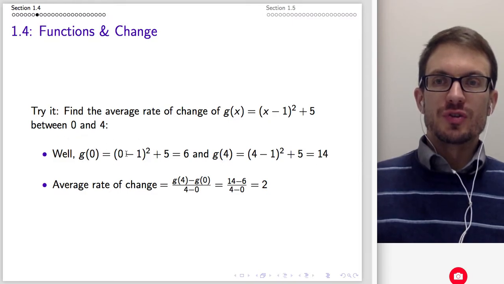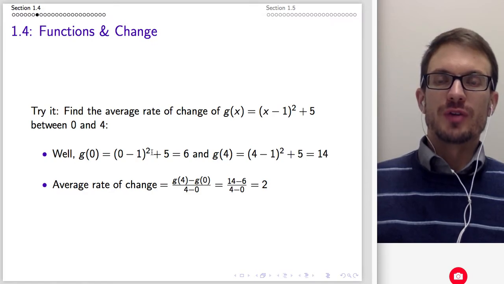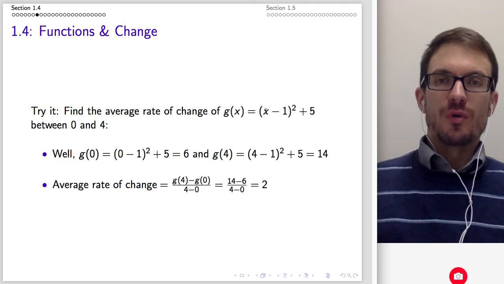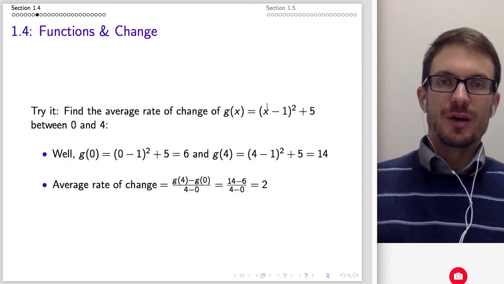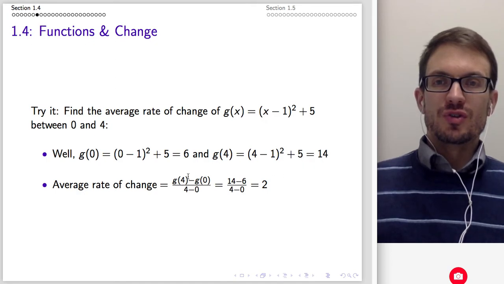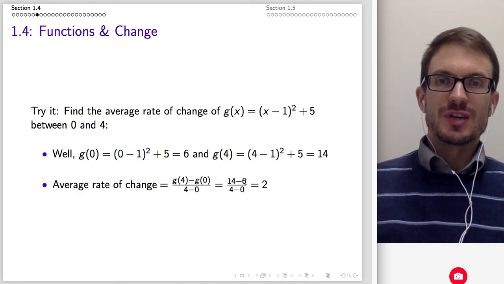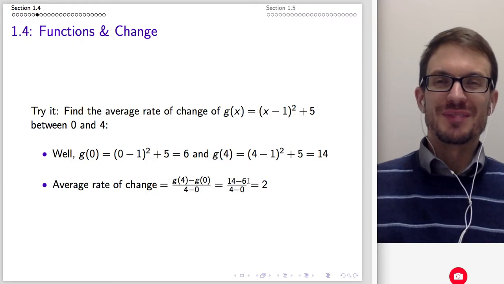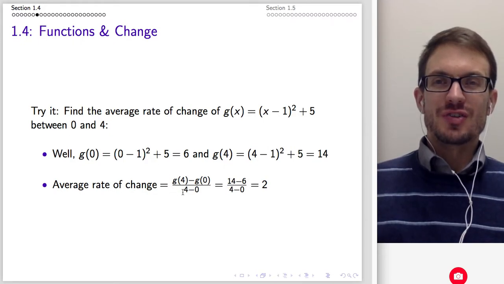g of 0 is just 0 minus 1 squared, so that's minus 1 squared is 1 plus 5 is 6, and g of 4, plug in 4 for x, 4 minus 1 is 3, squared is 9, plus 5 is 14. So g of 4 minus g of 0 is 14 minus 6, and our change in x value was just 4 minus 0.